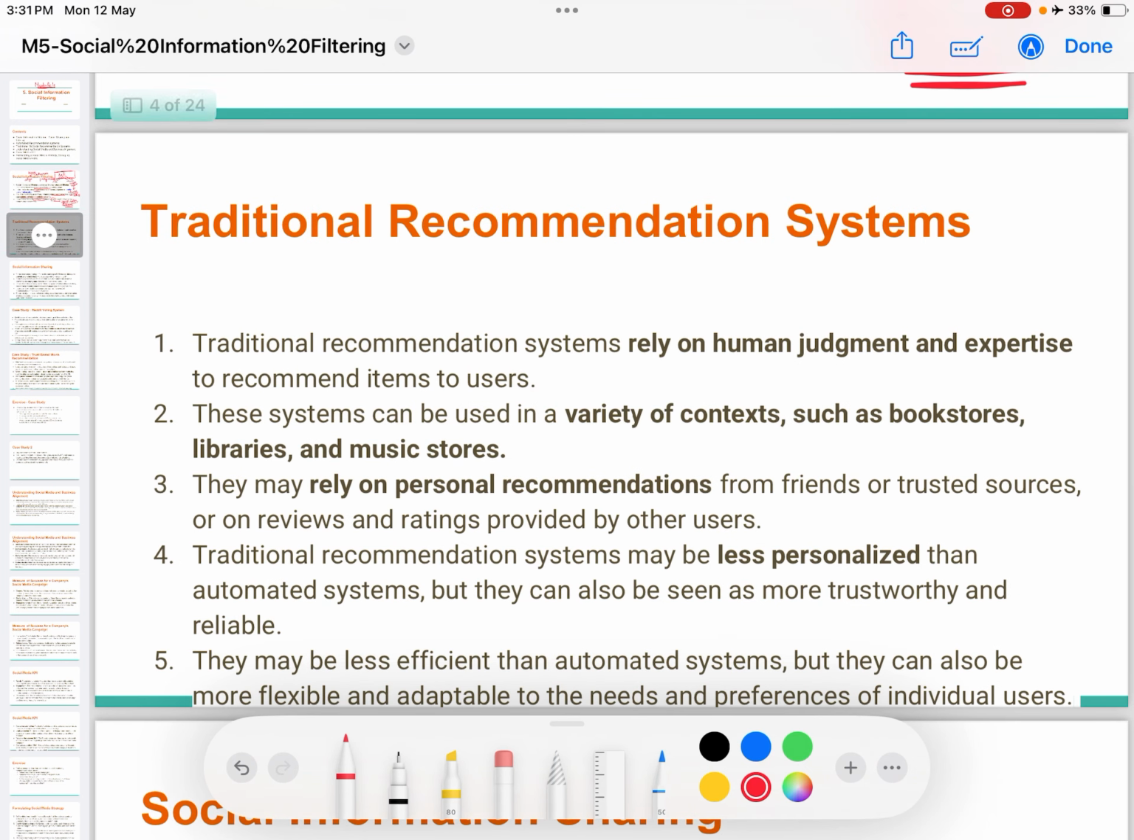Traditional recommendation systems rely on human judgment and expertise to recommend items to the users. So based on human judgment, the traditional system recommends. Automated systems recommend based on certain algorithms. Traditional systems use human judgment. These systems can be used in a variety of contexts such as bookstores, libraries and music stores. They may rely on personal recommendations from friends or trusted sources or on reviews and ratings provided by other users.